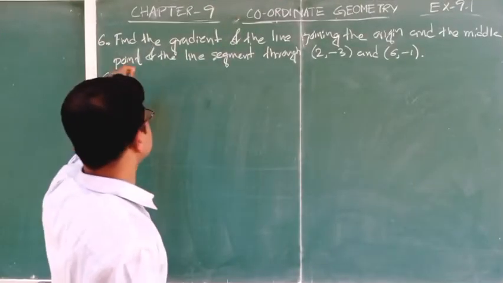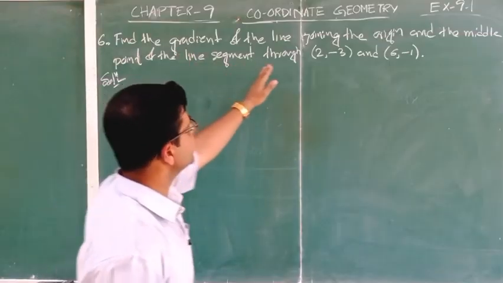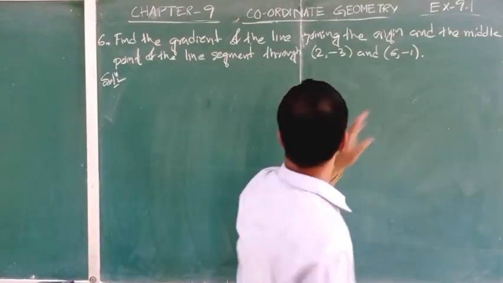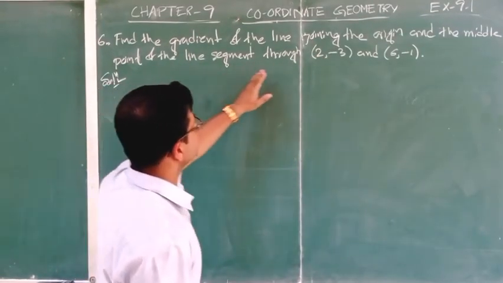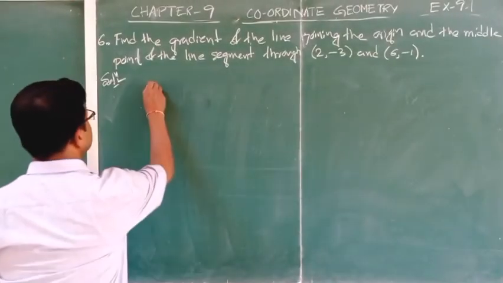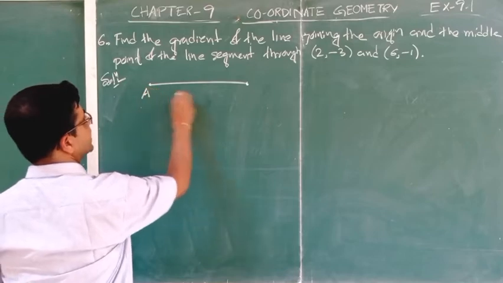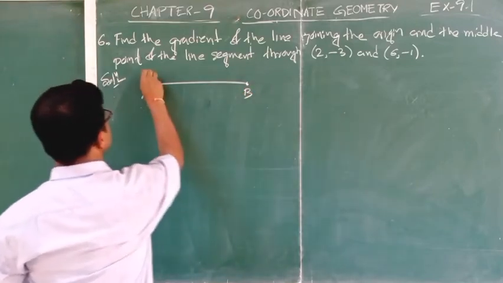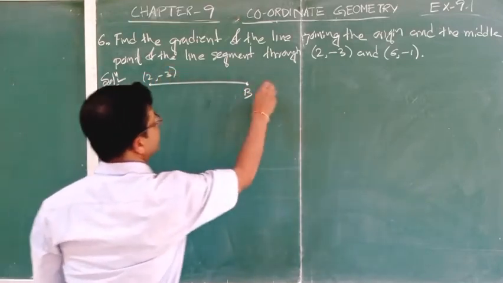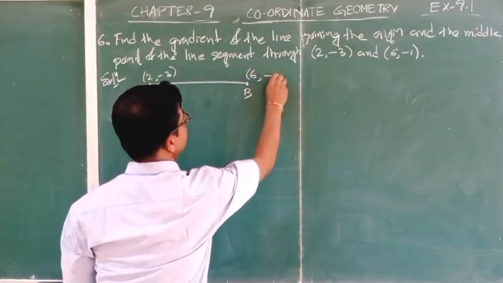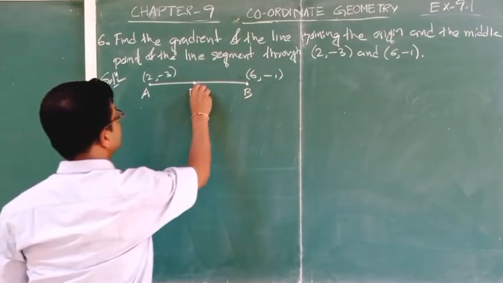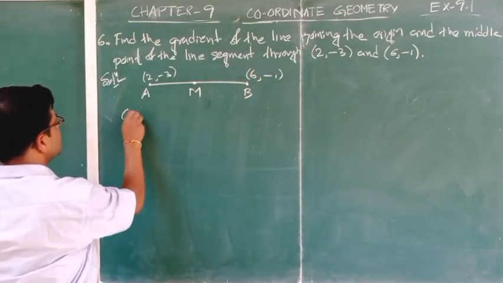Now in question number 6, let us read the question. Find the gradient of the line joining the origin and the middle point of the line segment through this and this. Okay, here dear student, suppose those points are A and B. Its coordinates are 2 and minus 3, and the coordinates of this point are 6 and minus 1. What is the midpoint? Coordinates of the midpoint.